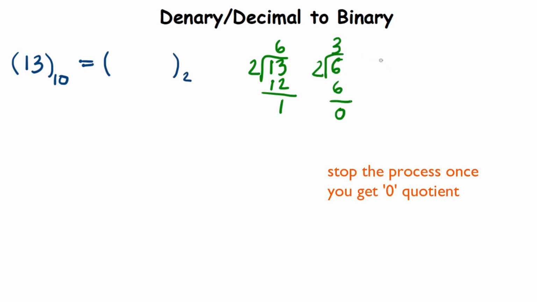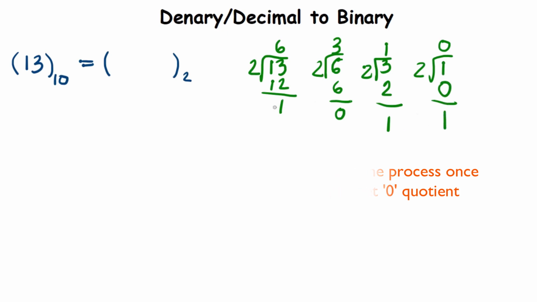Again, this 3, we have to divide it by 2, and we'll have 1 here. 1 times 2 is 2. The remainder is 1. So we have this quotient 1. We will divide it again by 2, and 1 divided by 2 will get 0. 0 times 2 is 0, and then we will have 1 minus 0, which is 1.